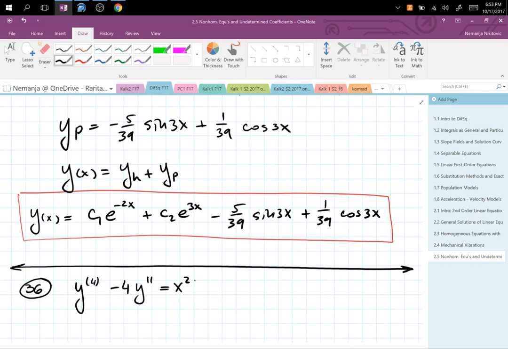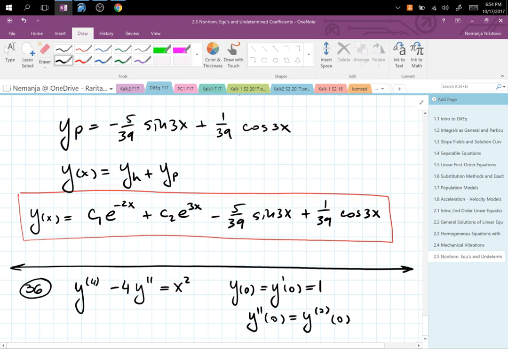All right, so are you all good with this? You understand this part? Now, after this, we have that y of 0 is the same as y prime of 0, and y double prime of 0 is the y triple prime of 0 is negative 1.